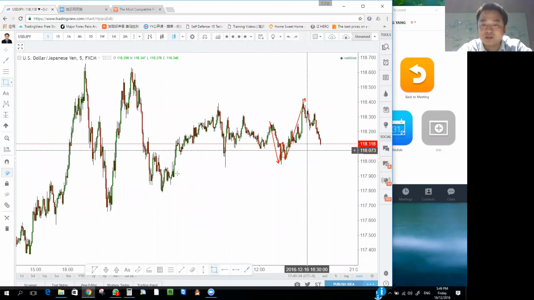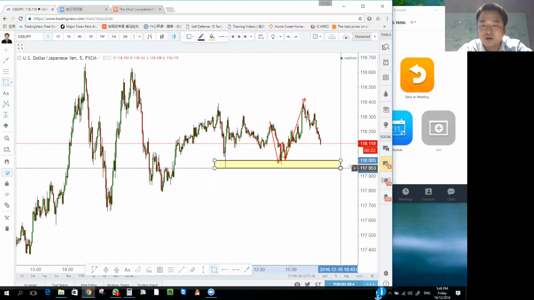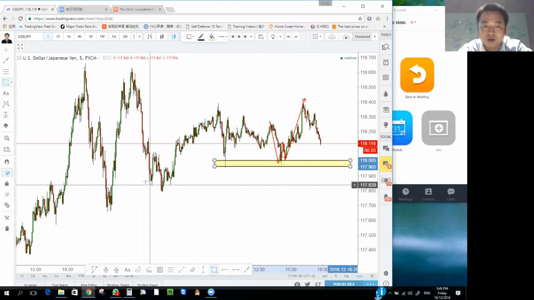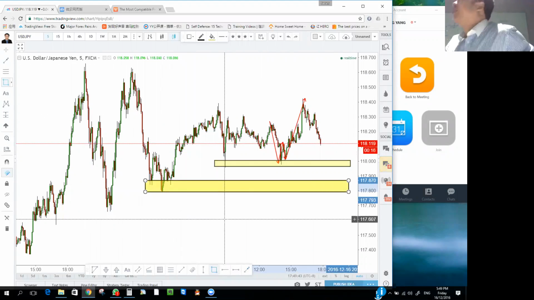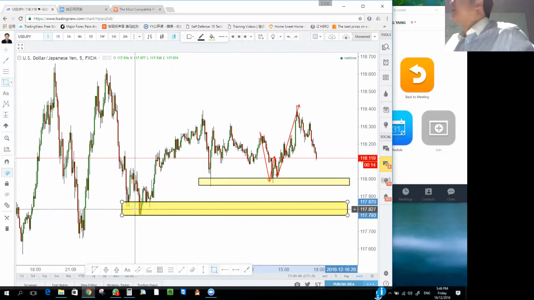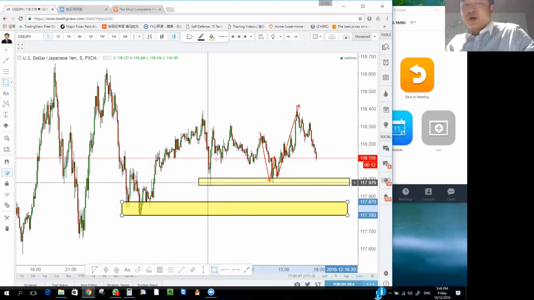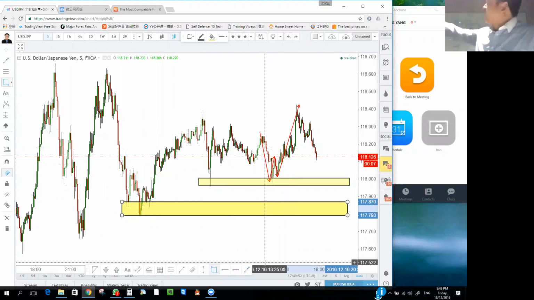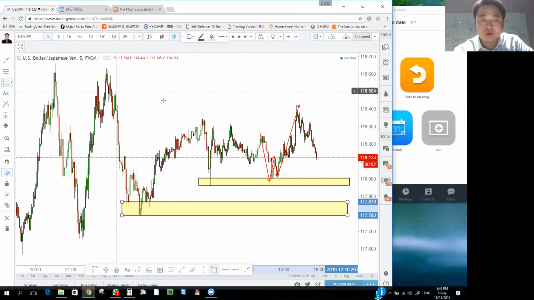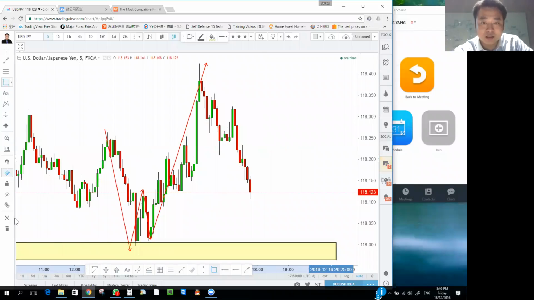Is there support here or here? Which structure is more important? The left one, right? Because this one, price already came in and already bounced back, right? If you're talking about the bottom, it must be at a very low place, okay? But here, check out the 5-minute chart.